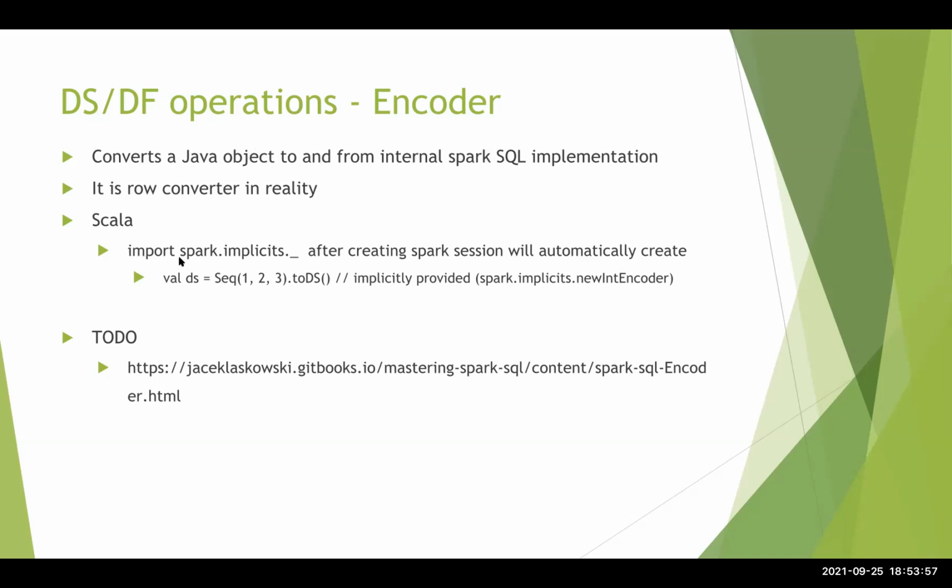So you have this import spark.implicits. You do this after creating the Spark session. If you do this before creating the Spark session, then it won't be effective. So once you have created a Spark session in your code, then you import Spark implicits. Then the only thing I'm doing is sequence 1, 2, 3 toDS. By default it detects it's an int, and it converts into a Dataset of type integer.